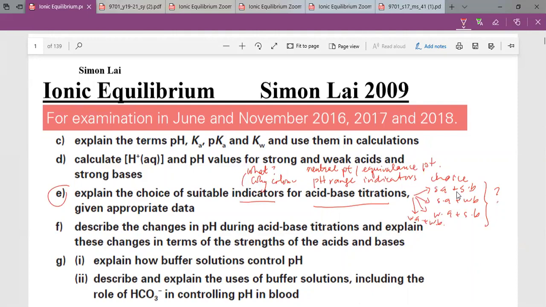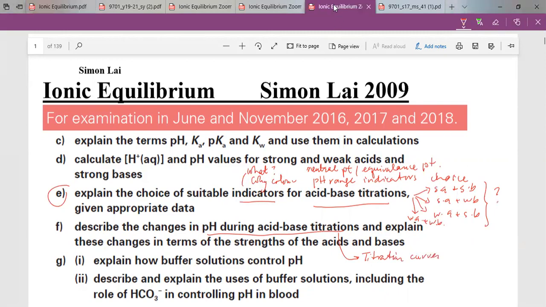From there we can plot what we call an acid-base graph, showing changes in pH. We call it a titration curve. We're going to plot titration curves. Now let me show you what titration curves are.